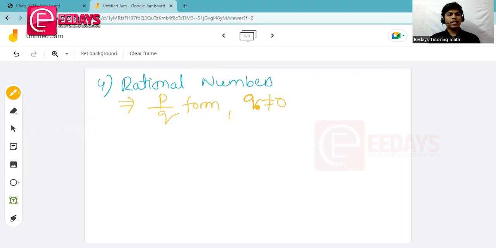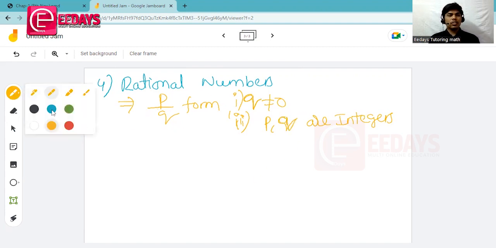And what are the other conditions we learned? This is the first condition, and the second condition would be that p and q are integers. What are integers? Just now we learned about integers. There are negative numbers and positive numbers, and zero is also included in the integers. So that's why we can take p and q as integers. I think everyone recalled all the concepts.